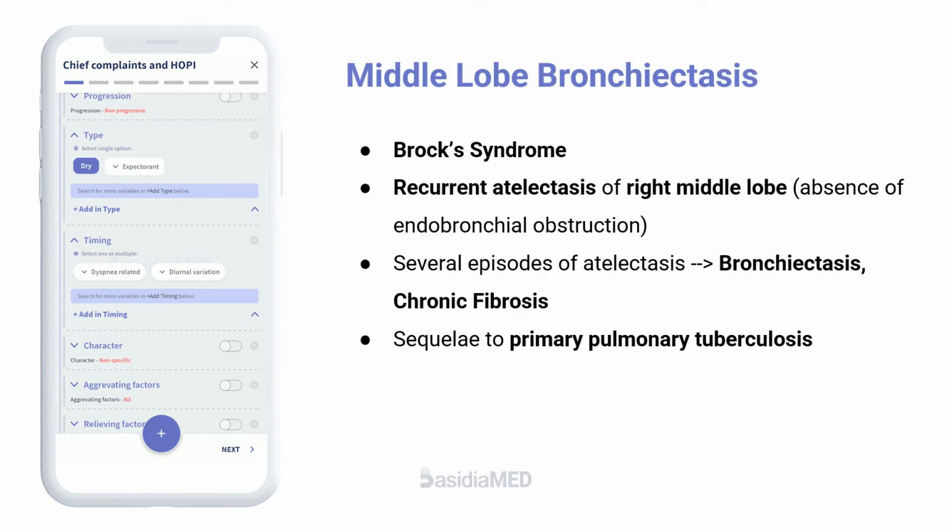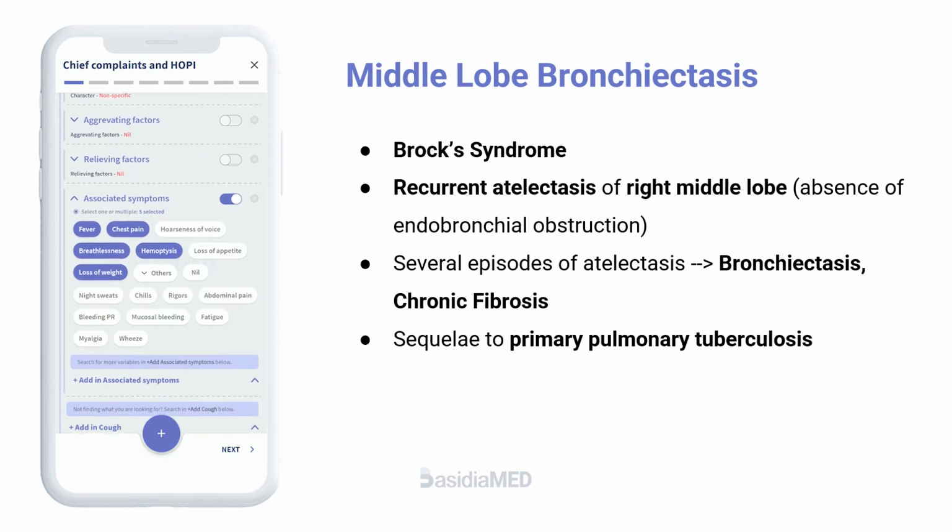Middle lobe bronchiectasis, also known as Brock syndrome. This is a term applied to recurrent atelectasis of the right middle lobe in the absence of endobronchial obstruction. After several episodes of atelectasis, bronchiectasis and chronic fibrosis of the right middle lobe may develop.